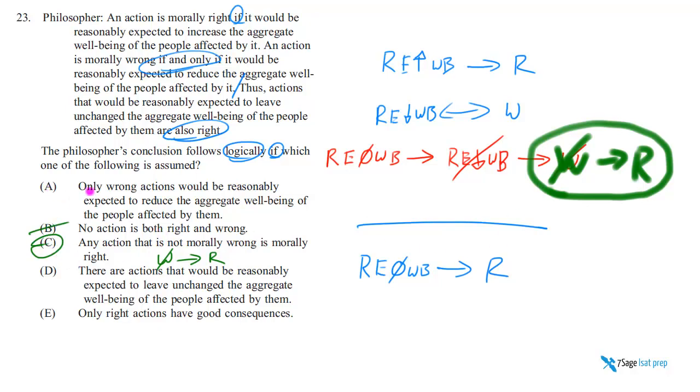B doesn't do it. A says only wrong actions will be reasonably expected to produce a blah blah blah. All right, whatever. You can say this, but if you stick this back into an argument, it's not going to help us get to the conclusion, because we know exactly what we need to get to the conclusion. D says there are actions that will be reasonably expected to leave. I'm sure there are. And so what? And see, we need this. E says only right actions have good consequences. That's great. Still not what we need though.